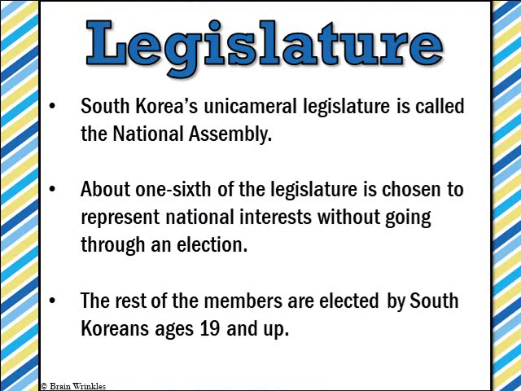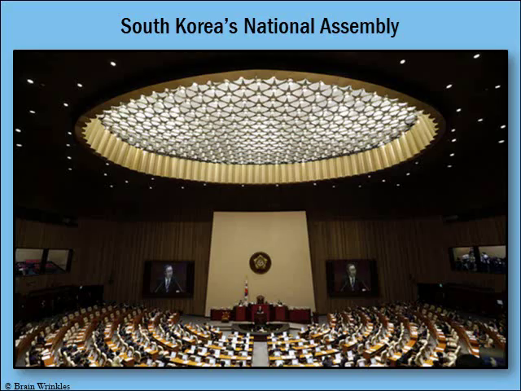Next. Legislature. South Korea's unicameral legislature is called the National Assembly. Unicameral means one house. About 1/6 of the legislature is chosen to represent national interests without going through an election. The rest of the members are elected by South Koreans ages 19 and up. Next slide. Interior of South Korea's National Assembly.